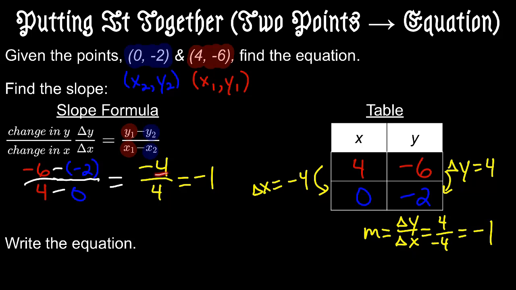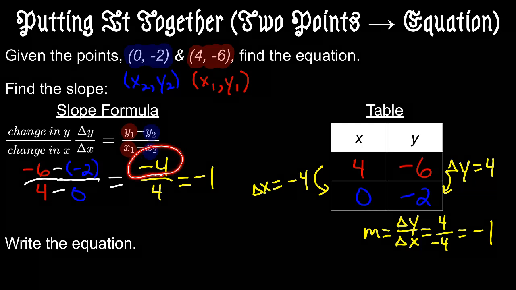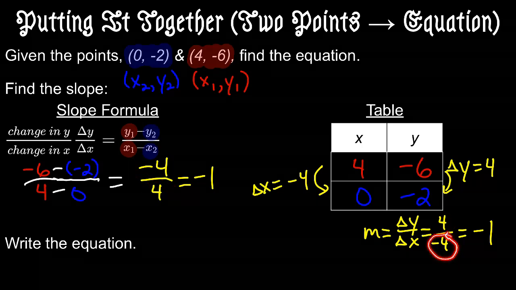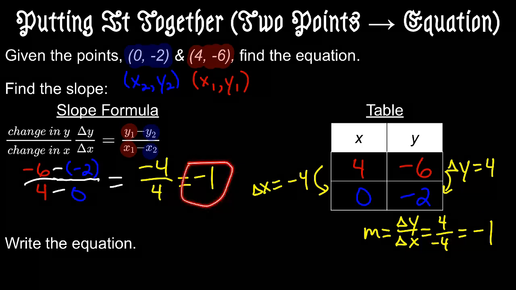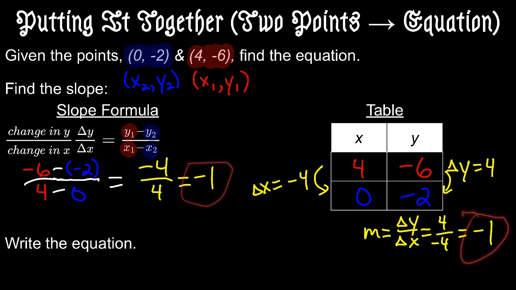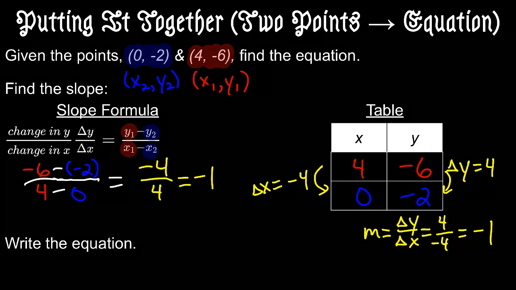Now notice that up here our delta y was negative 4, and here our delta y was positive 4. Here our delta x was positive 4, here our delta x was negative 4. But in both cases, our slope is negative 1. That happens depending on how you calculate, and it's perfectly okay.